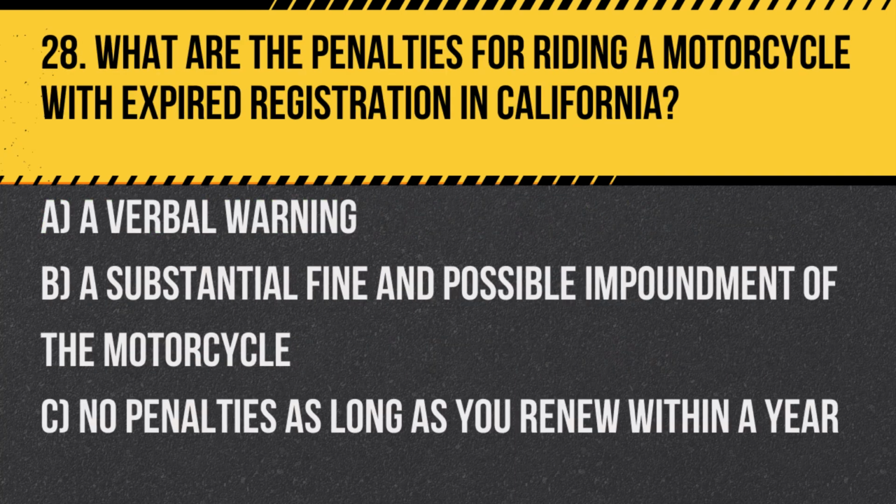Question 28. What are the penalties for riding a motorcycle with expired registration in California? A. A verbal warning. B. A substantial fine and possible impoundment of the motorcycle. C. No penalties as long as you renew within a year. Answer: B. A substantial fine and possible impoundment of the motorcycle. Riding with expired registration is a violation that carries significant penalties.